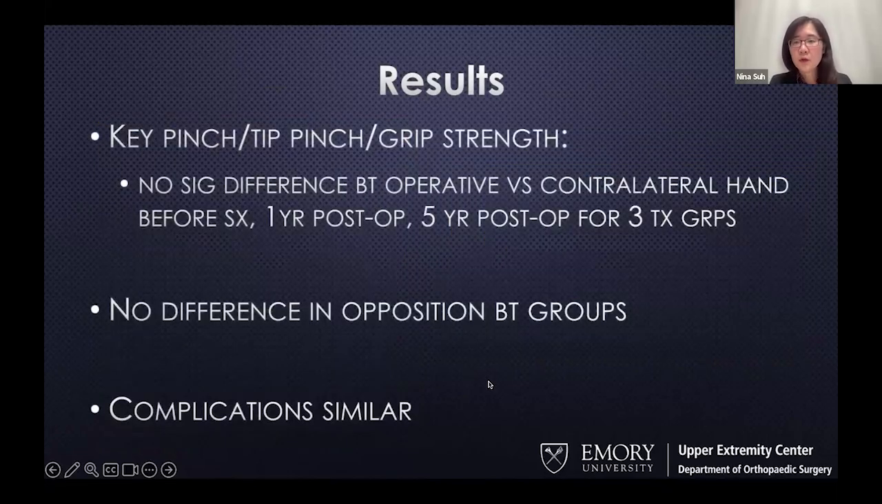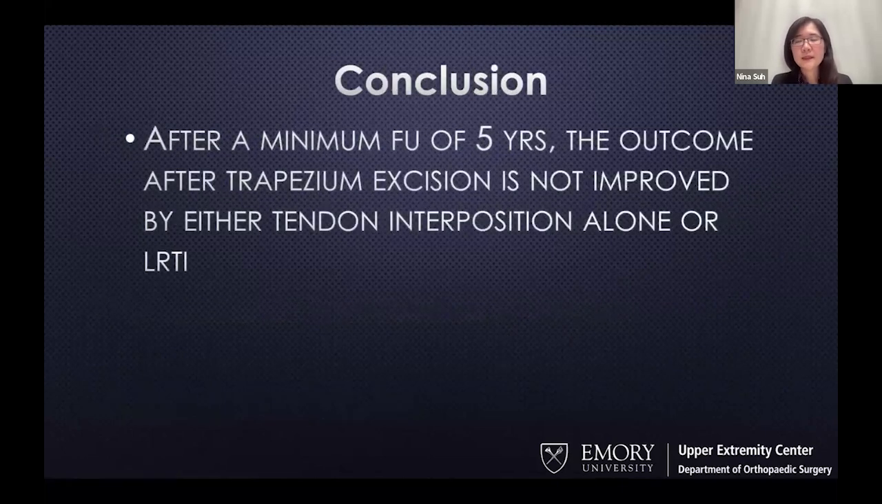So results for key pinch, tip pinch, and grip strength: there was no significant difference between the operative and contralateral hand before surgery, at 1 year post-op, and at 5 years post-op for all 3 groups. There was no difference in opposition between the groups, and the complication rates were very similar as well. Not unsurprising, given that they all had very similar surgeries, just depending on whether they had something inserted.